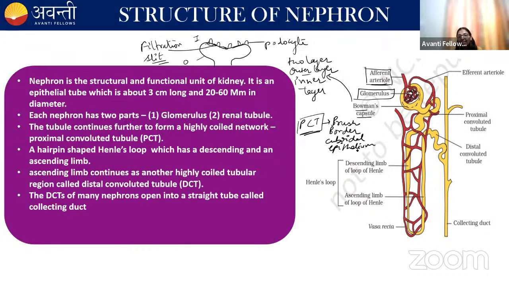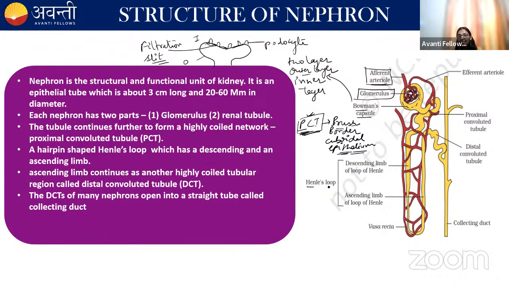Please remember the lining of each tubule, like PCT, DCT, loop of Henle, and the Bowman capsule. They are very important. So PCT, the proximal convoluted tubule, is lined by brush border cuboidal epithelium. It is a brush border, which means it has small projections that increase the surface area. If the surface area increases, maximum absorption will take place. That is why maximum absorption takes place in PCT.